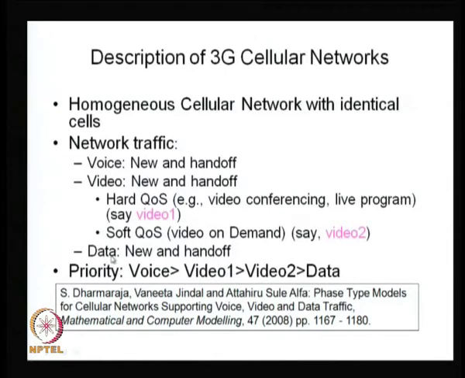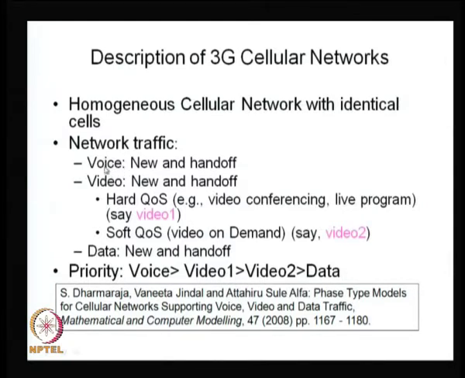Then the last, data traffic, that also can be classified into new calls and handoff calls. So, here the priority is: the voice calls are the higher priority, then the video 1 call, then video 2, then the data. So, the way we have discussed the 2G cellular networks, we are extending the same idea into 3G wireless networks with the 3 types of calls with this priority, and the priority is taken care of with the fixed guard channel policy. Earlier we had only one voice type call, now we have 3 types of calls, therefore the reservation also changes accordingly.